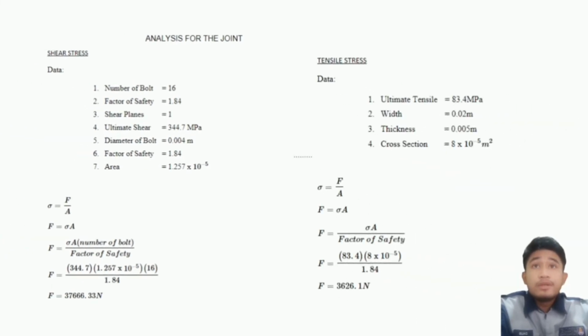Analysis for the joint. For the shear stress, we focus on the number of screws we'll be using, which is 16 screws. The amount it can withstand of high water pressure is about 37,000 Newton. And for the tensile stress, it can withstand a force of about 3,600 Newton.